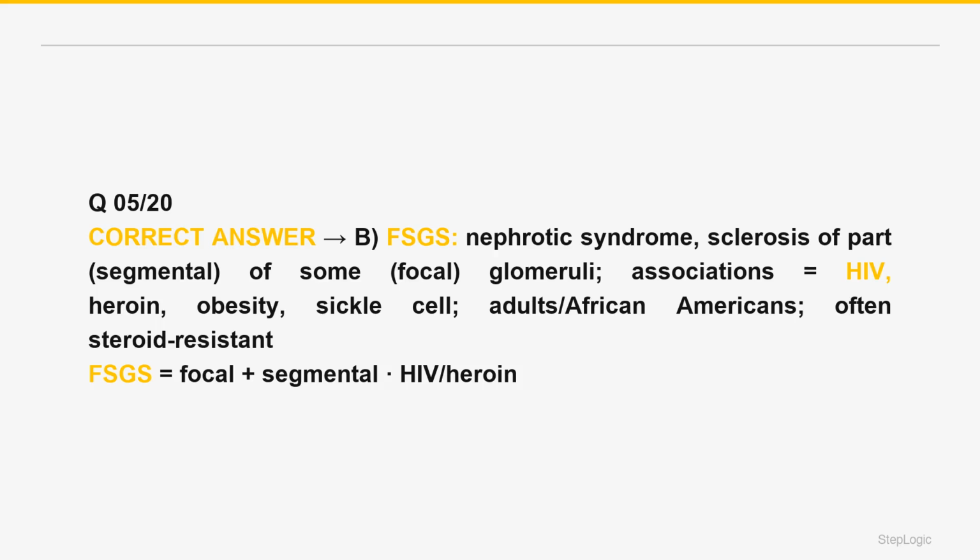The associations are high yield. FSGS is classically linked to HIV-associated nephropathy, heroin IV drug use, obesity, and sickle cell disease, and it is the most common cause of nephrotic syndrome in African American and Hispanic adults. Unlike minimal change disease in children, FSGS is frequently steroid-resistant and may progress to chronic kidney disease. The focal and segmental sclerosis nephrotic syndrome associated with HIV and heroin is FSGS.